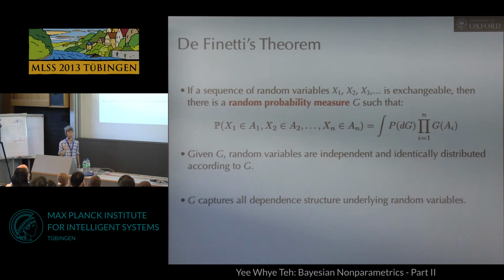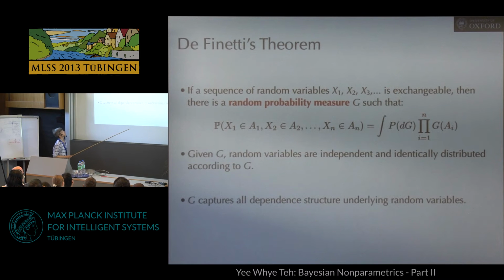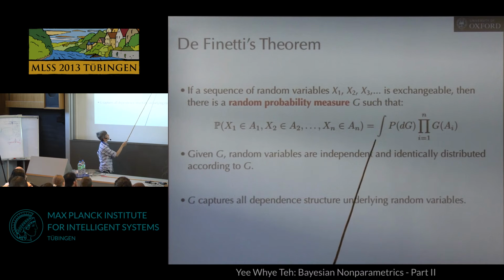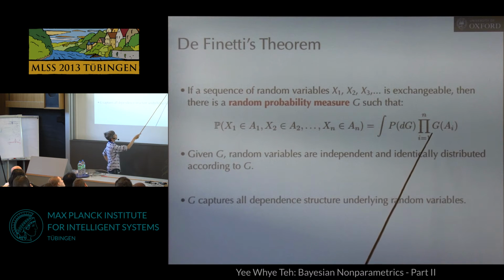It's because of this result by de Finetti, which is from a long time ago. The result basically says that if we have a sequence of random variables that's exchangeable, or infinitely exchangeable, then there will be a random probability measure G such that the marginal distribution of x1 to xn can be decomposed in the following way. It's an integral over G, where G is a random probability measure and P is simply the distribution over G. It's an integral over G of a product, i from 1 to n, of G of Ai.